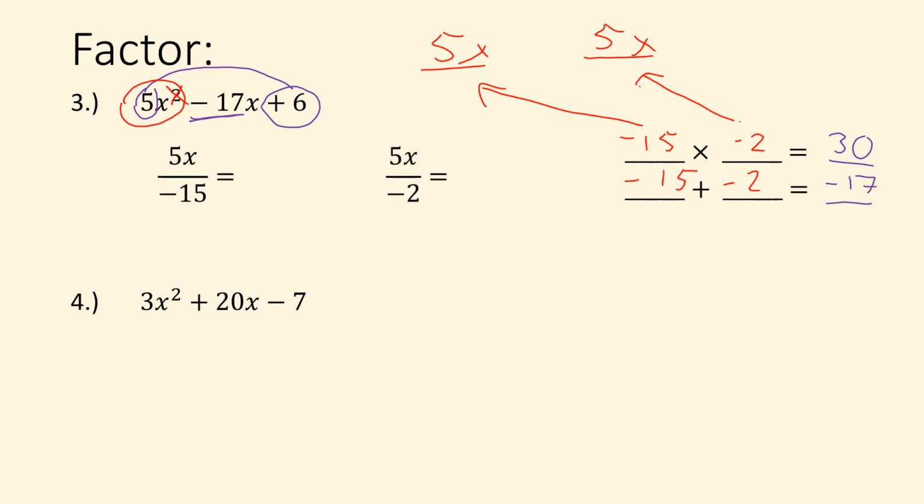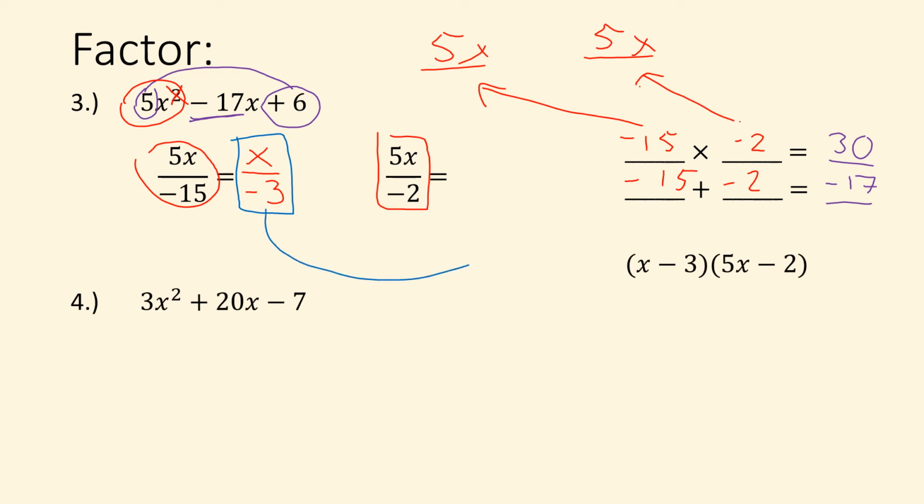Now we look to see, can we simplify these fractions at all? For example, this one, we can simplify. 5x over negative 15, we can make into x over negative 3, because both those numbers are divisible by 5. This one we can't simplify, we leave it just as it is. Now we have everything to write our factored form, and it's just going to be this simplified version written as a parenthesis. So x over negative 3 turns into x minus 3 in parentheses. 5x over negative 2 turns into 5x minus 2 in parentheses.